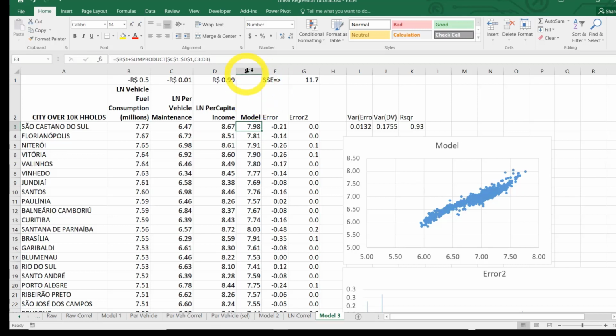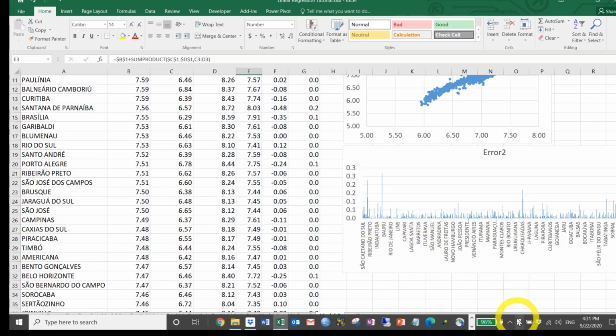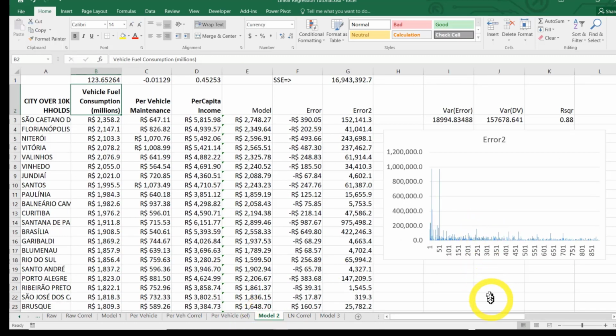And I ran the same regression. This is exactly the same model that we have been discussing in this tutorial. And here I have the same plot of the squared errors from the city with the largest fuel consumption all the way down to the city with the smallest fuel consumption. And you can see that there's still some heteroscedasticity. A few of the large cities have bigger squared errors, but it's not as disparate as it was before.